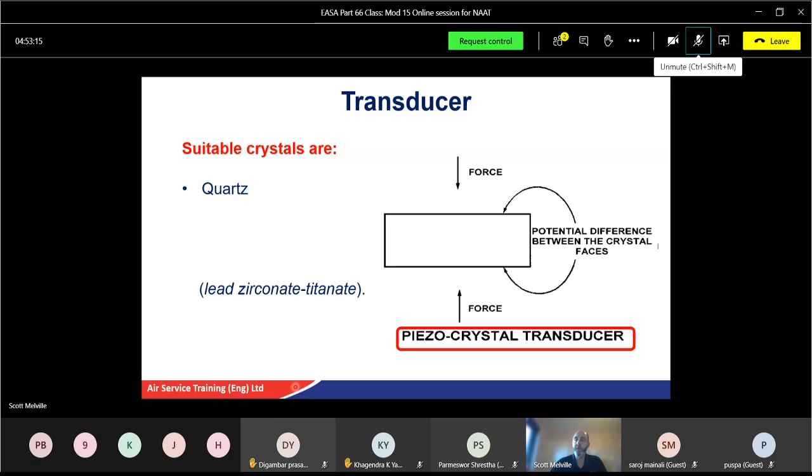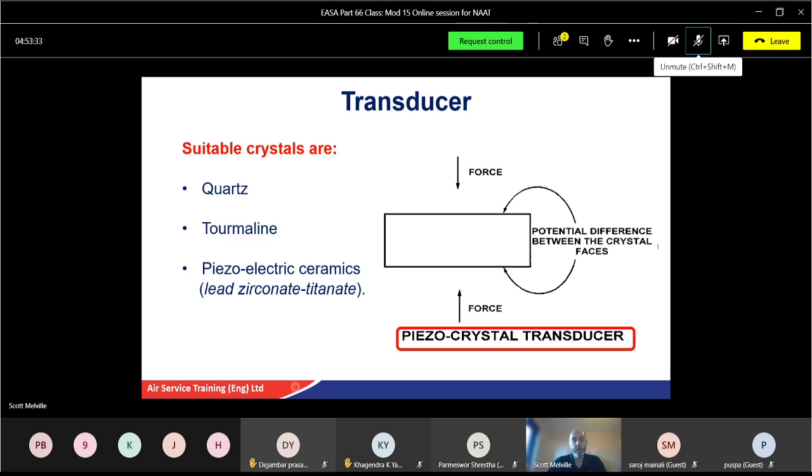Suitable crystals are quartz, tourmaline, and the piezoelectric ceramics, which are lead zirconate titanium. So those are the three main types of crystals: quartz, tourmaline, and piezoelectric, or pizzas as I call them. And those are the most common ones you'll come across.